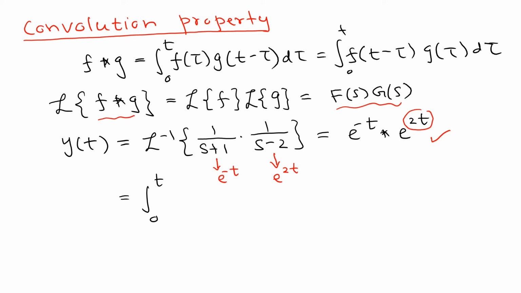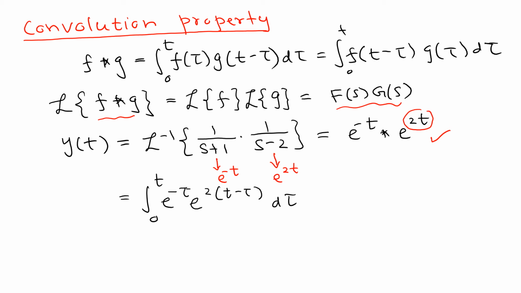You will see why. So by the definition, this is going to be e to the negative tau. For the first one you put tau. For the other one, instead of t, you replace t by t minus tau, and then d tau. So that's the idea. Now how to integrate this one?